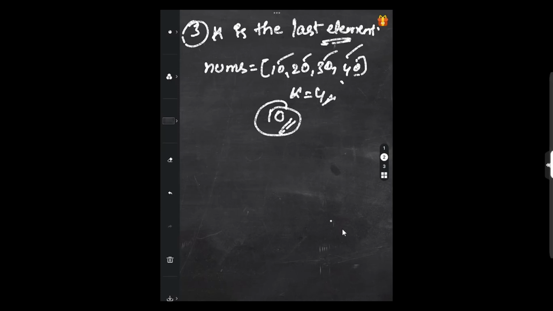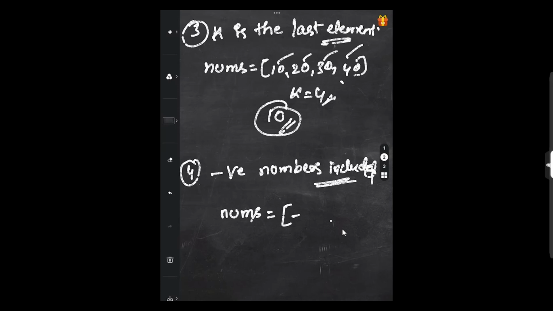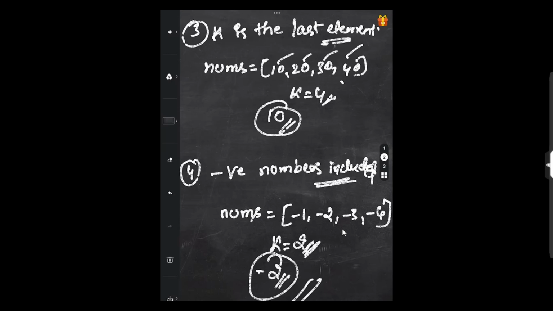Let's move on with the final, or fourth, edge case, where negative numbers are included. Here let me consider the nums array -1, -2, -3 and -4. You can consider anything, but in my case I'll consider this one. This is simple to understand, right? If k equals 1, the output will be -1. When k equals 2, -2 will be the output, right?